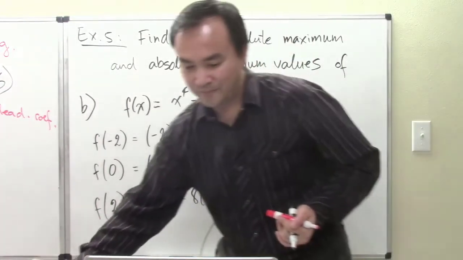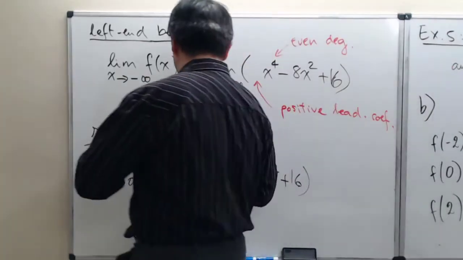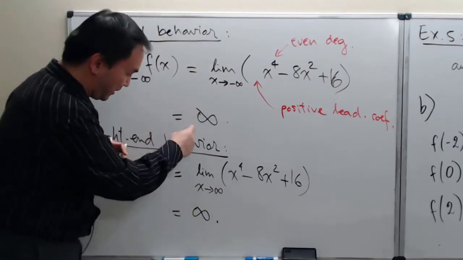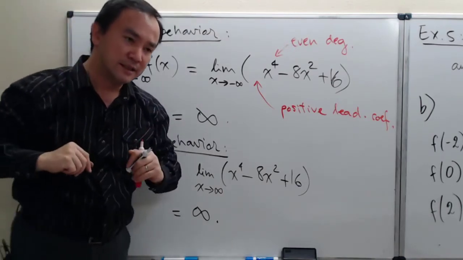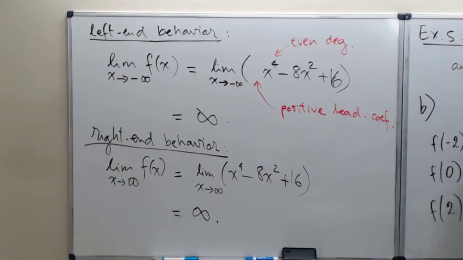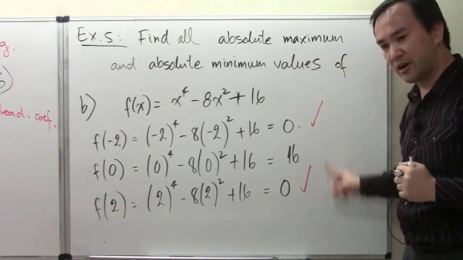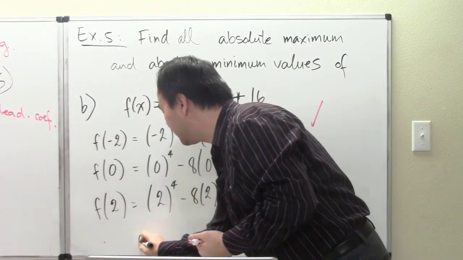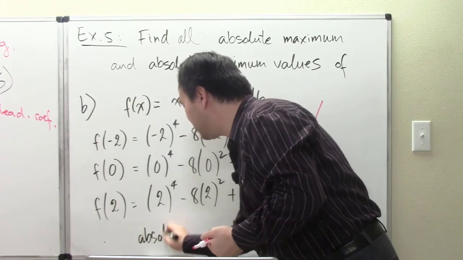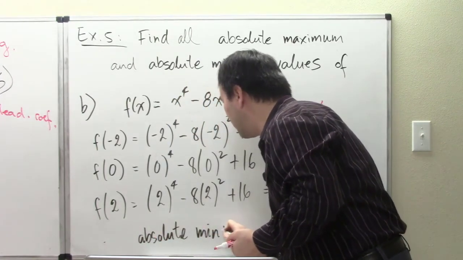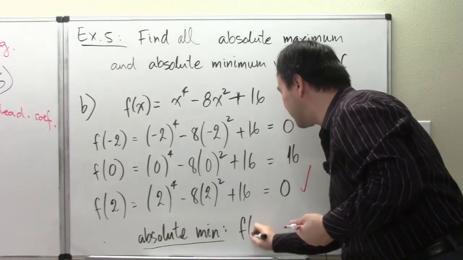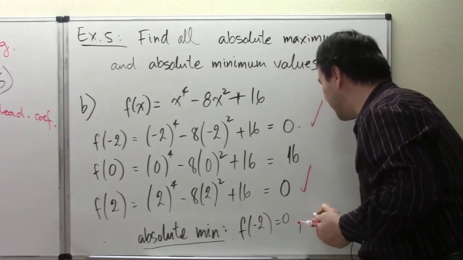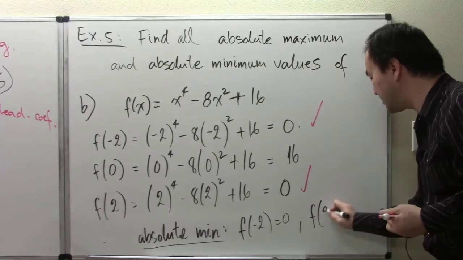Think about it. On the two ends, left end and right end, we don't have to worry because they keep rising to positive infinity. That means the function keeps blowing up like this, unboundedly. But among all of those values, it looks like 0 here is the lowest value the function can hit. And so now my conclusion says, for the absolute minimum, we have found f at negative 2 equals 0, and f at positive 2 equals 0.